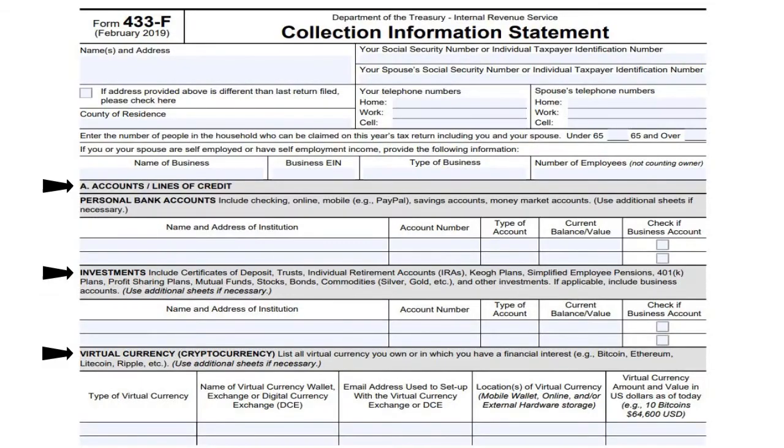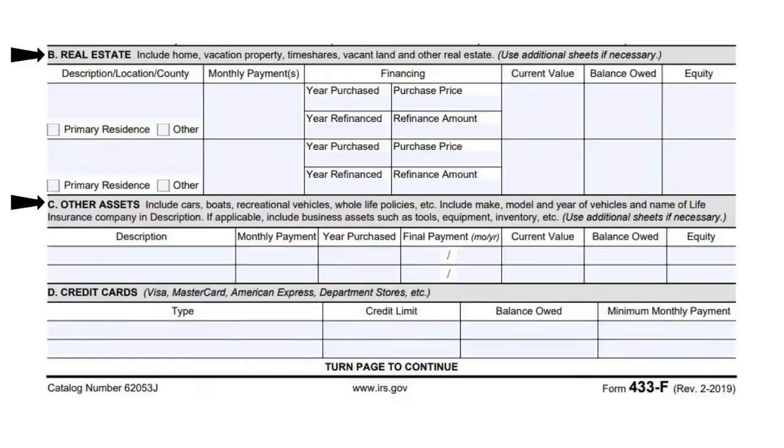So again, I just want to reiterate it. You have accounts, lines of credit. So those are financial assets. You have real estate, so real property, and then you have other assets. In some cases, the IRS just wants you to list also your credit cards. So here we are speaking about Visa, MasterCard, American Express, Department of Stores, Discover, and so on and so forth. So you do have flexibility here.